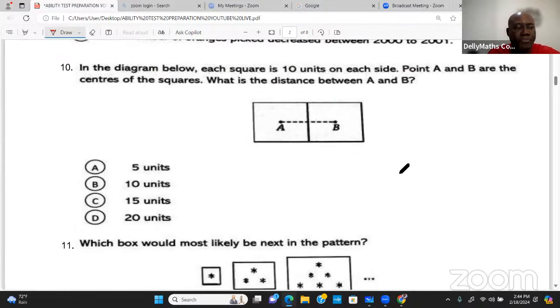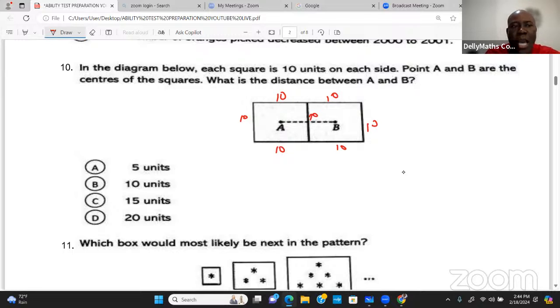All right, let's keep going. So the next question says here at number 10, in the diagram below, each square is 10 units on each side. So what they're suggesting is this is 10, this is 10, this is 10, this is 10, this is 10, this is 10, this is also 10.